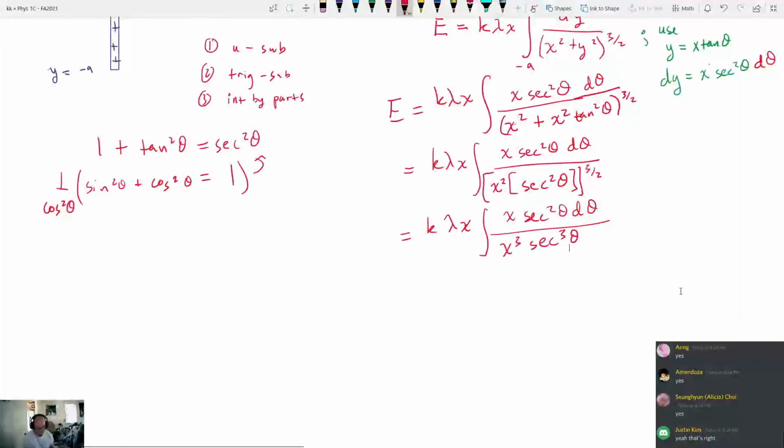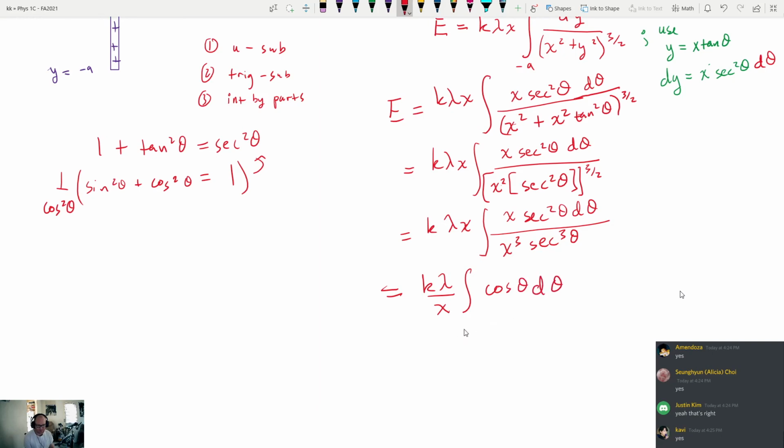Feel like we haven't made any mistakes yet, but I easily could have. So what's left over? Well, you have an x times an x divided by x cubed. That's going to be k lambda over x. And then what's left in the integral, I believe, is just secant theta in the numerator. No, it's cosine theta, right? Because it's secant squared divided by secant cubed, which means you're going to get 1 over secant theta. And so you get this really nice, simple cos theta d theta, easy as pie to integrate.